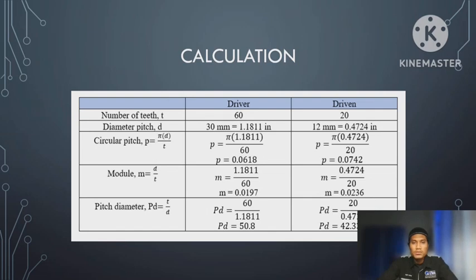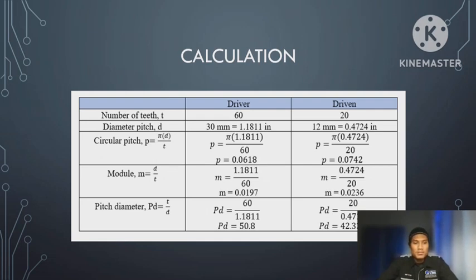Today I will present about calculation of gear. The number of teeth for the driver gear is 60 teeth, and for the driven gear is 20 teeth. The diameter pitch we get for the driver gear is 30 mm, which converts to 1.1811 inch. For the driven gear we get 12 mm, which converts to 0.4724 inch.